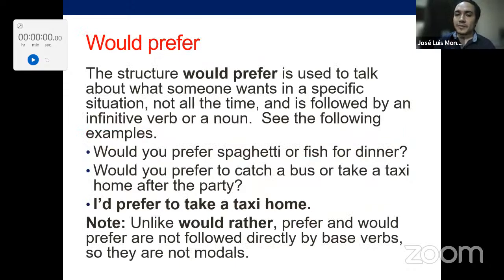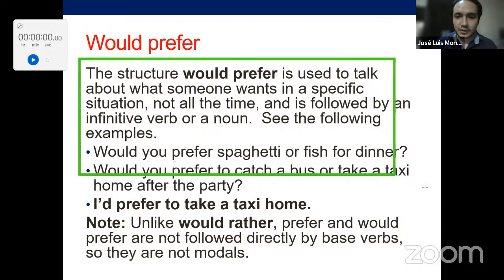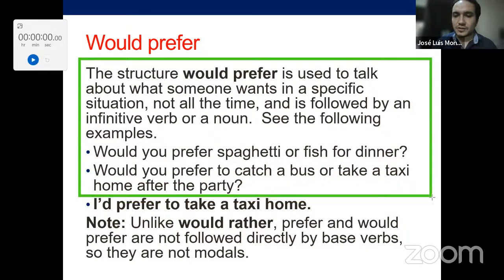Now, would prefer. We're not going to read everything, just the explanation, please. I'm going to mark it, plus those two questions. The structure would prefer is used to talk about what someone wants in a specific situation, not all the time, and is followed by an infinitive verb or a noun. See the following examples. Would you prefer spaghetti or fish for dinner? Would you prefer to catch a bus or take a taxi home after the party?